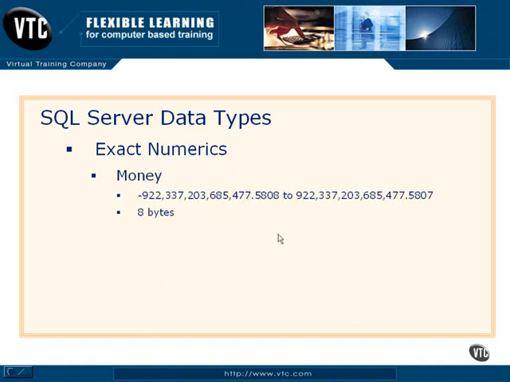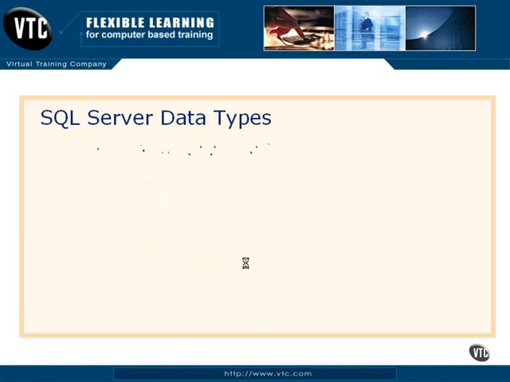Do be aware it's going to store the data in 8 bytes of memory, somewhat expensive. Then there's a small money data type that allows you to store numbers from negative 214,700 plus to positive 214,748 plus. Notice that one only takes 4 bytes of memory. That's our money types. Now approximate numerics.